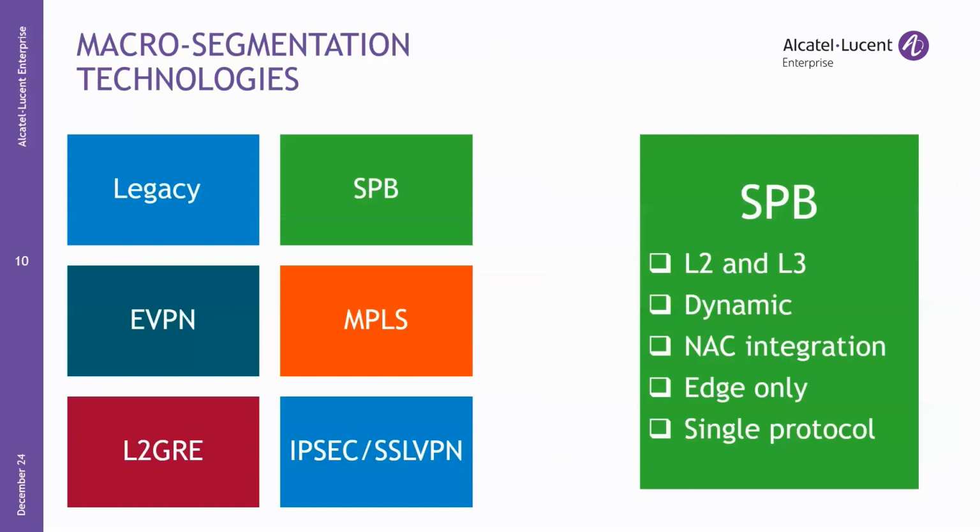Lastly, there's a few other technologies that can be used for specific use cases. L2GRE is the segmentation technology of choice to isolate wireless guest users from corporate users, and this is because this technology is directly supported by the wireless access point. IPsec or SSL VPN are also used when we require segments to be overlaid over a network, such as the internet, and encryption is required. We would typically use a firewall for that, and we won't be focusing on that in this workshop.